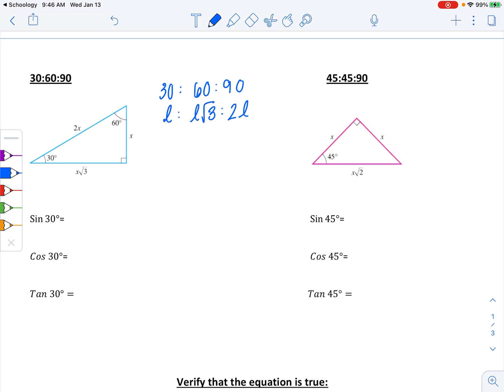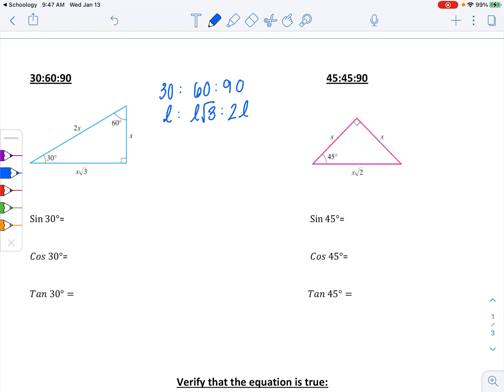In this case, it's written out very nice for you. It's giving you that across from the 30 is just X or L. Across from the 60 is X root 3 or L root 3. And across from the 90 is 2X or 2L. So I'm just going to simplify these so that we have them in a set spot that you can now use forever and ever. You won't have to go back and actually prove these anymore. We can just use this fact and call it a day.